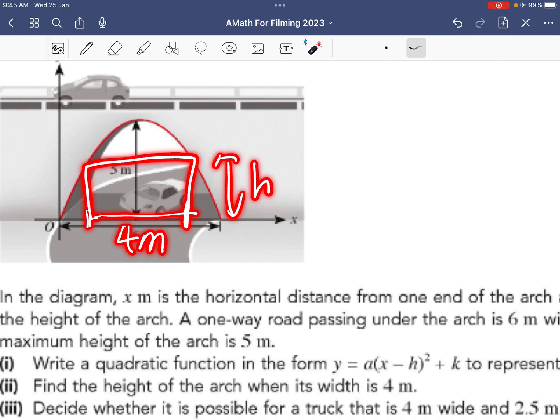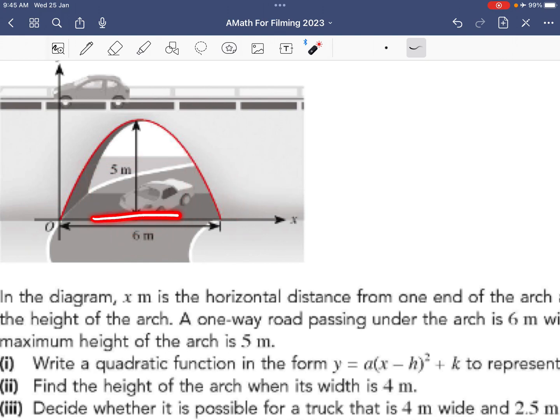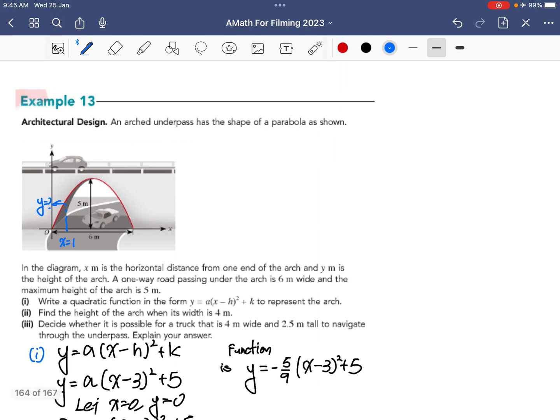Four meters is important because the entire arch itself is 6 meters, and I want to find at 4 meters. It implies that these two portions are equal, and if it is 6 meters, here will be 1 meter, 1 meter, and 4 meters. Is that okay? Now, if I have this ready, that means what I'm trying to find is the height when my x value equals 1 meter, what is my y value here.